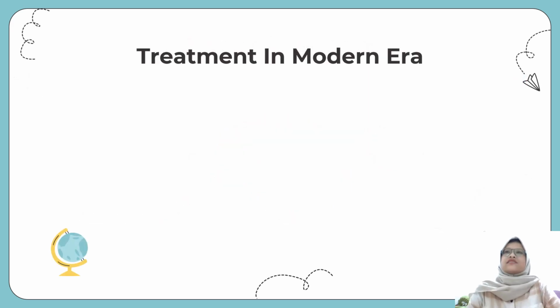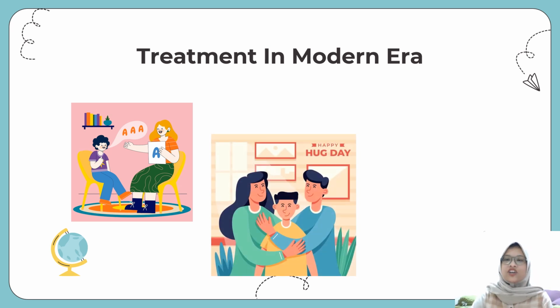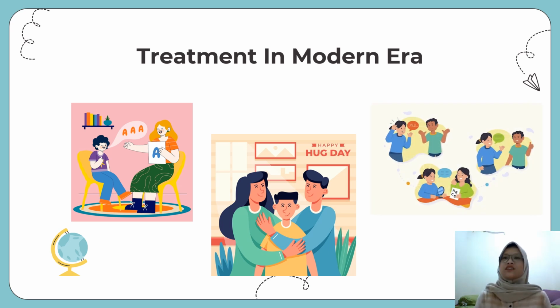What are types of treatment in this era? So, there are several treatments that we have found in this time, such as speech therapy to help people speak and understand communication, and creating a supporting environment and supporting family to encourage them to keep on speaking, because that's the only way that we could become good.